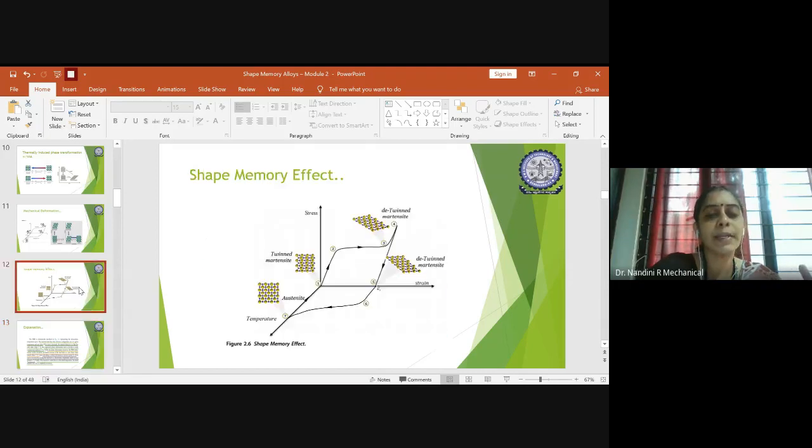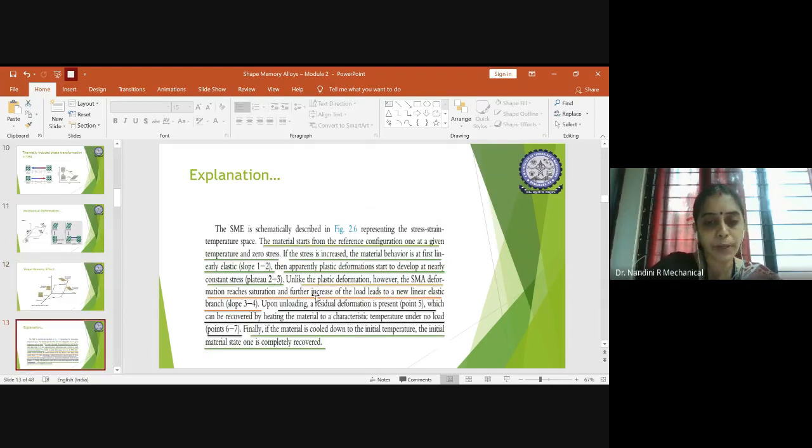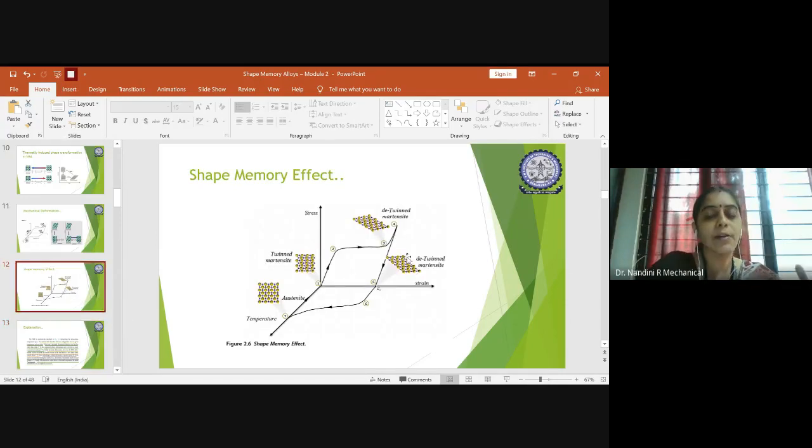However, with respect to any temperature, it will be having the elastic behavior. So now 1 to 2 slope is over, right? Then apparently plastic deformation starts to develop at constant stress. I told you it is totally super elastic in nature. But when you're plotting a graph of stress and strain, you need to know the value of strain also. So to know the value of strain, it has to reach some plasticity in it.